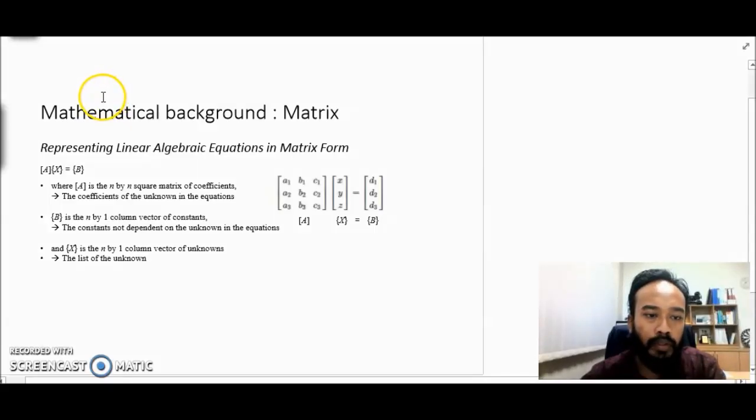Okay, here in this part, what we're going to do is revise a bit on the representation of systems of equations in matrix form.